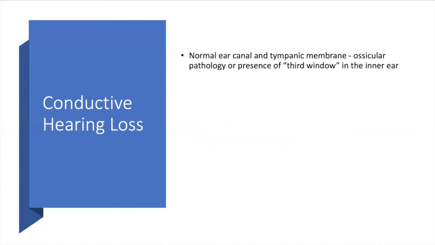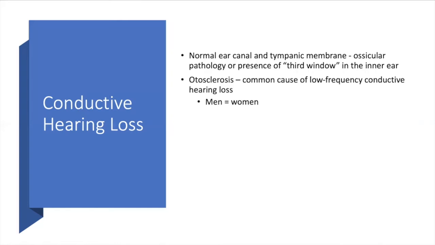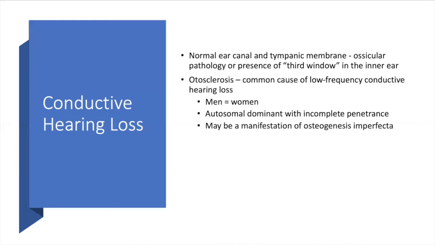Conductive hearing loss with a normal ear canal and intact tympanic membrane suggests either ossicular pathology or the presence of a third window in the inner ear. Fixation of the stapes from otosclerosis is a common cause of low-frequency conductive hearing loss. It occurs equally in men and women and is inherited as an autosomal dominant trait with incomplete penetrance. In some cases, it may be a manifestation of osteogenesis imperfecta.